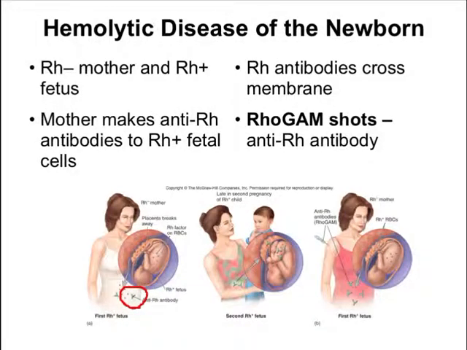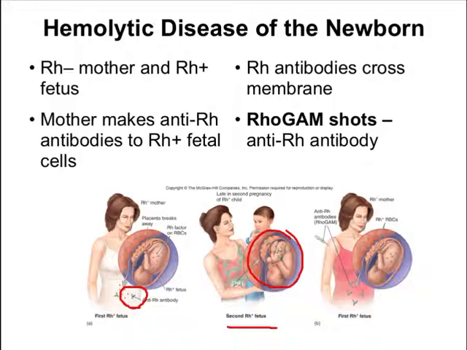But during the second pregnancy, she now has antibodies to the Rh factor. If the baby once again has Rh positive, then she will produce antibodies that attack the fetus. And this could be a serious problem.